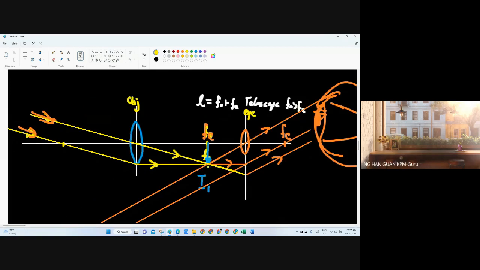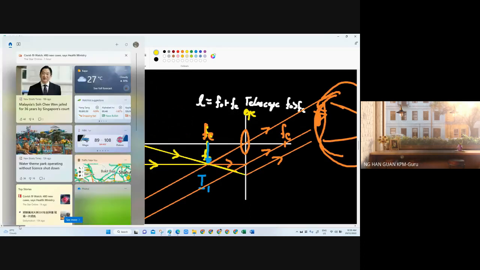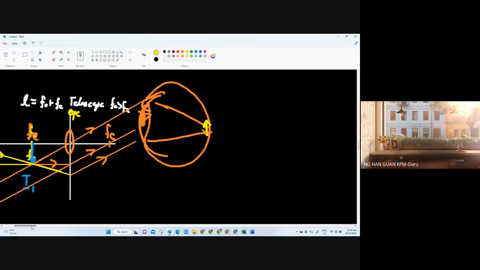We have the first image as the object upside down. This one, the object is far away and upright, and the image formed is inverted. This inverted image, after going through the eye lens as parallel rays entering the eyes, will be upright again. Okay, the final image will be upright. So this is what happened.